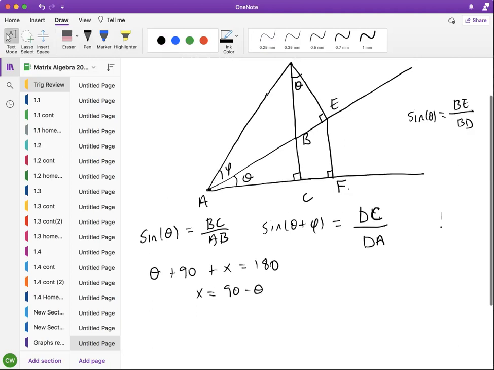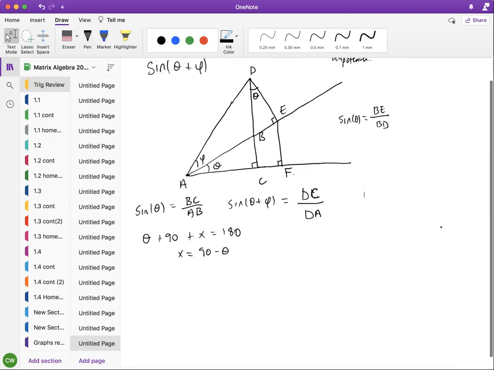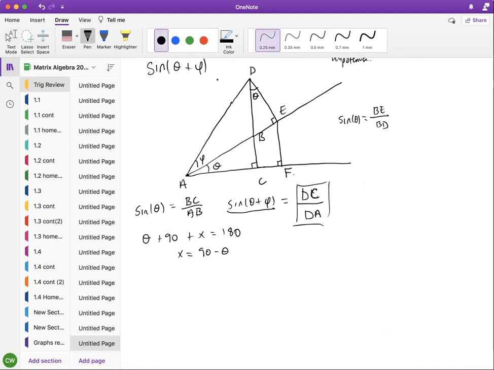So the goal is to find a relationship for sine of theta plus phi. So we want to find something that's equal to DC over DA. So one last thing we're going to do is draw a line from E that's perpendicular here, and let's call this G. So we have this triangle DGE.